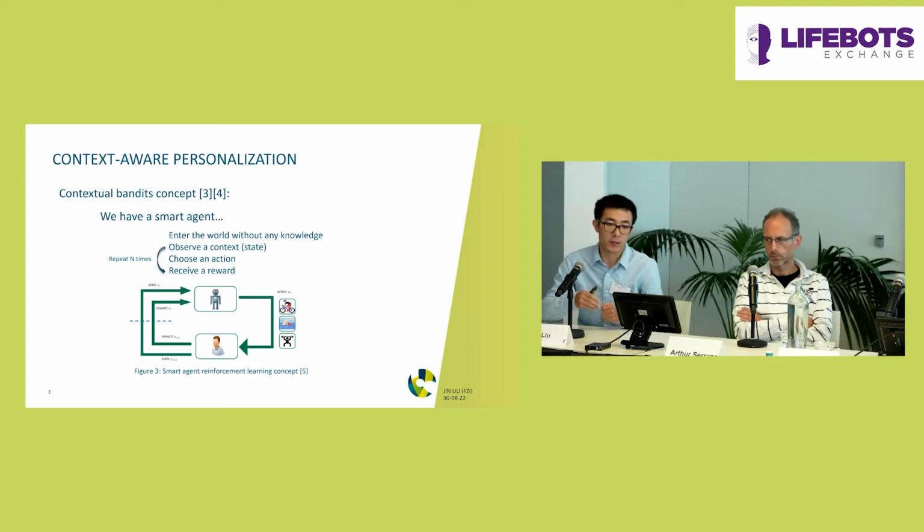Then he observes another context, chooses another action and receives another reward. Iteratively, he does this many times so that he has more and more information about the patient. So he can map this kind of context information to the actions to recommend to the patient. That's the basic idea of our contextual bandit concept in recommendation.